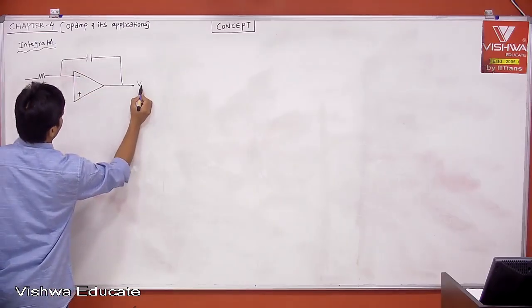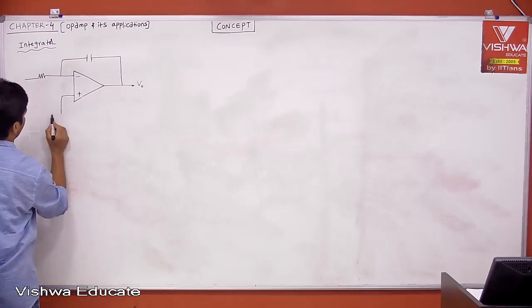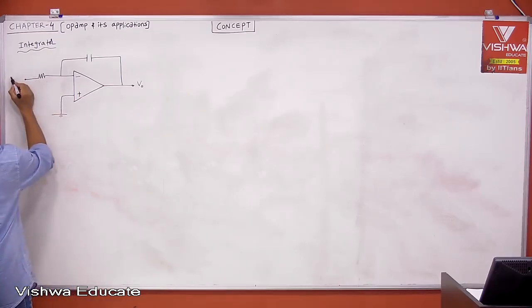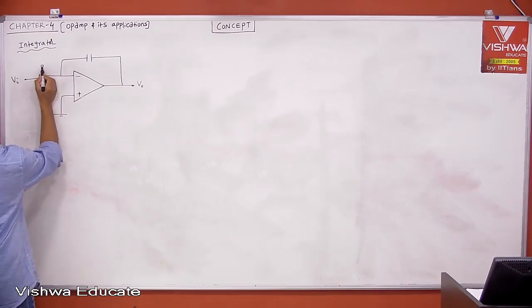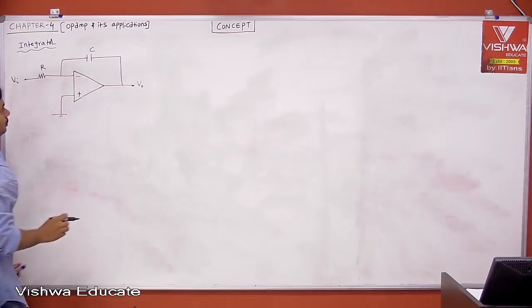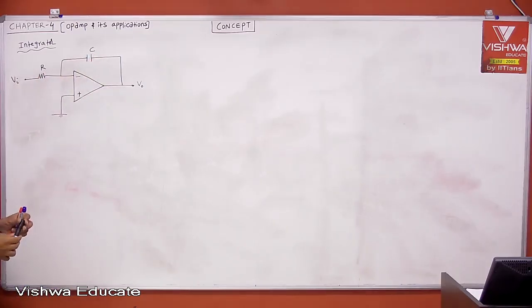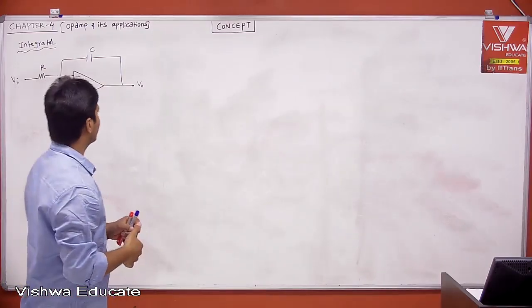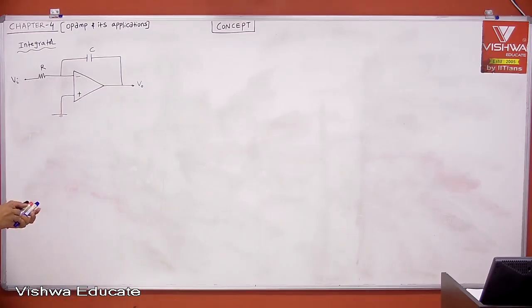If there is a capacitor in the feedback of Opamp, you can consider it as integrator. This is Vi, this is R, this is C. Okay, we have 3 minutes time to complete the session. Right? Let me explain. Then, if time is okay, then fine. Else we can see in the next session.